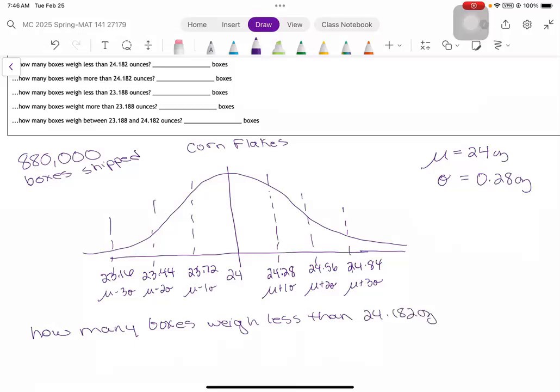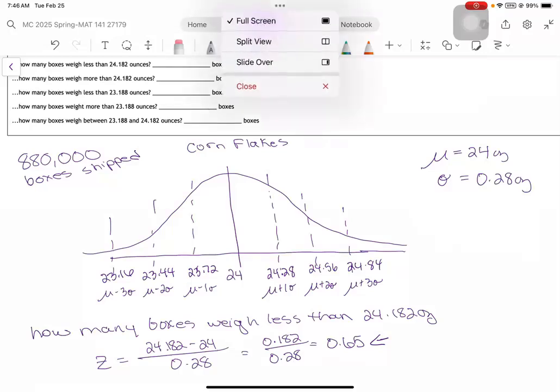24.182 ounces? So I'm going to use my z formula: my data value minus my mean, divided by my standard deviation. So I'm going to get 0.182 divided by 0.28, and I'm going to get 0.65. So this is the value I'm going to look up on the z-table. So I'm going to go to a z-table and look that up.